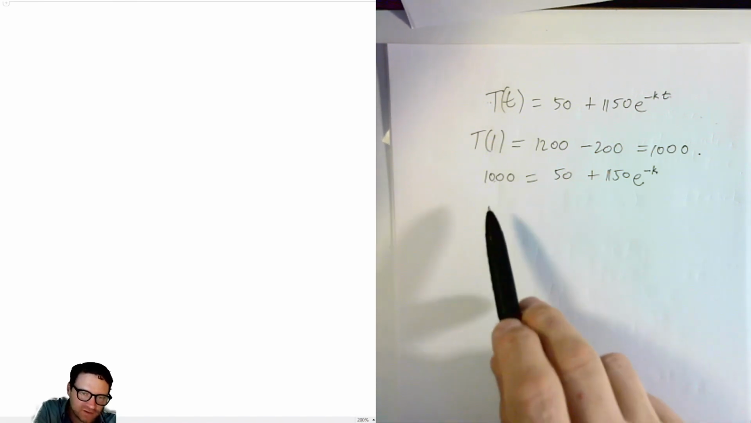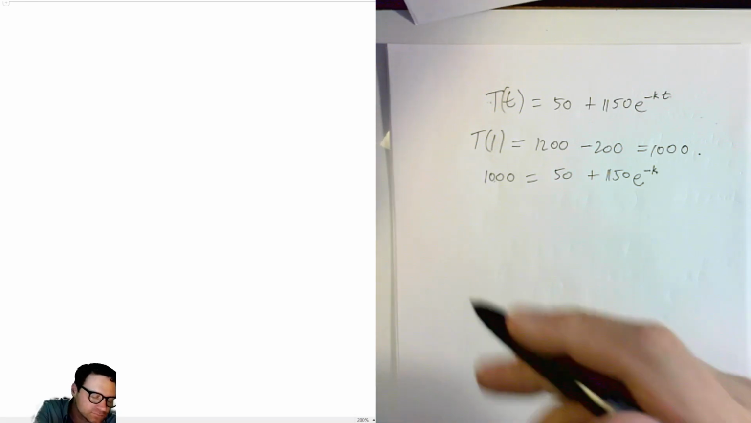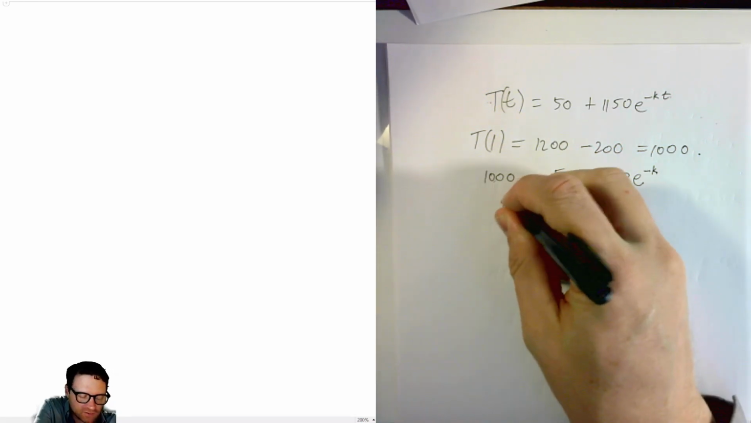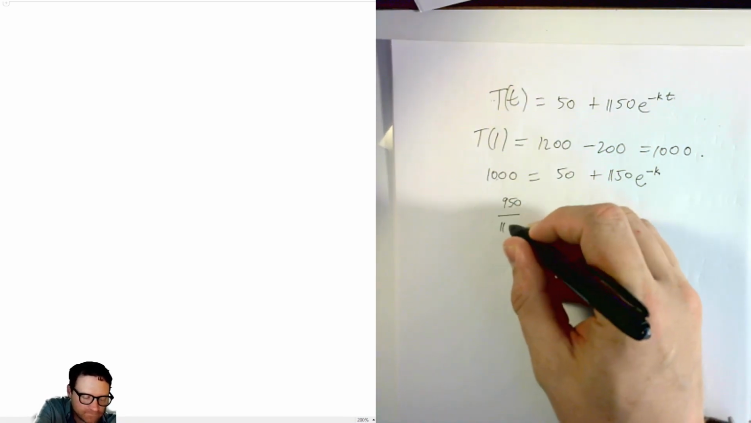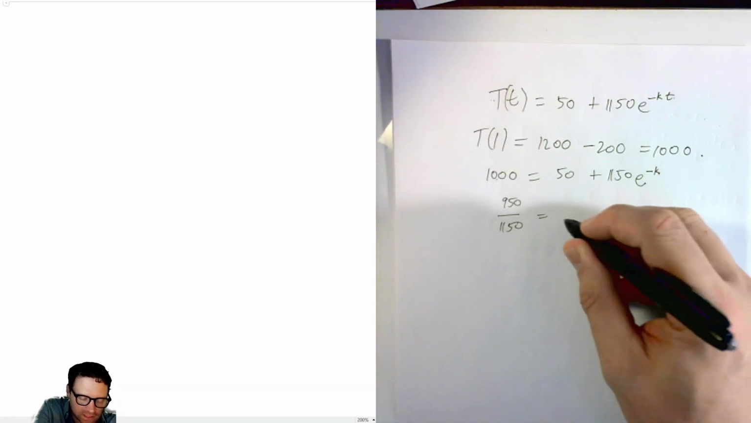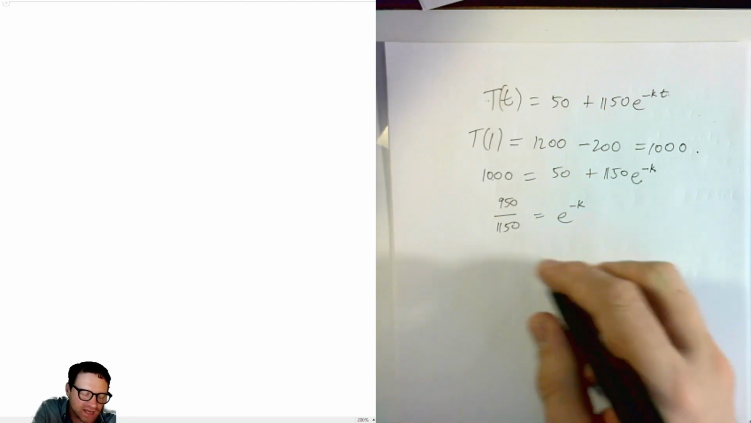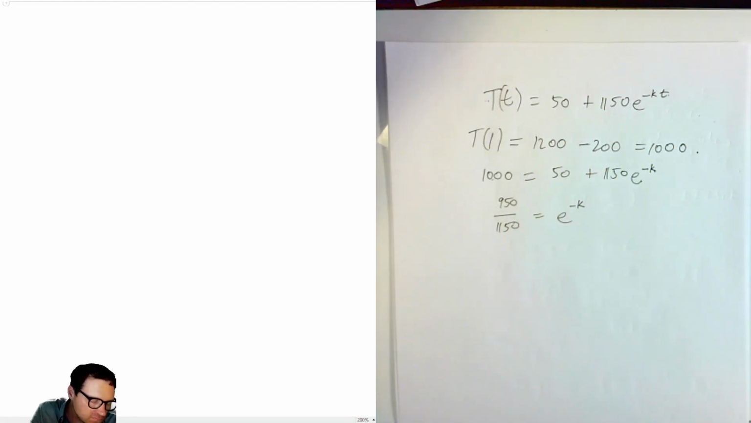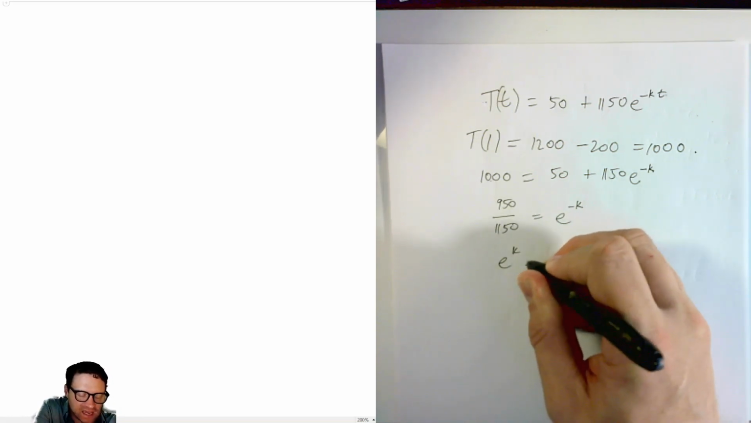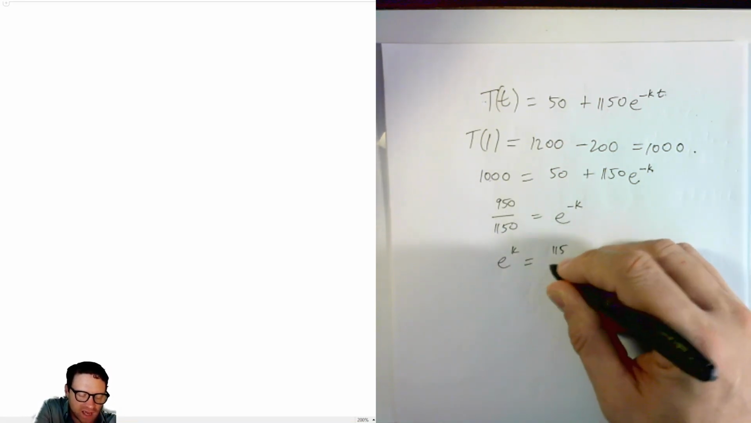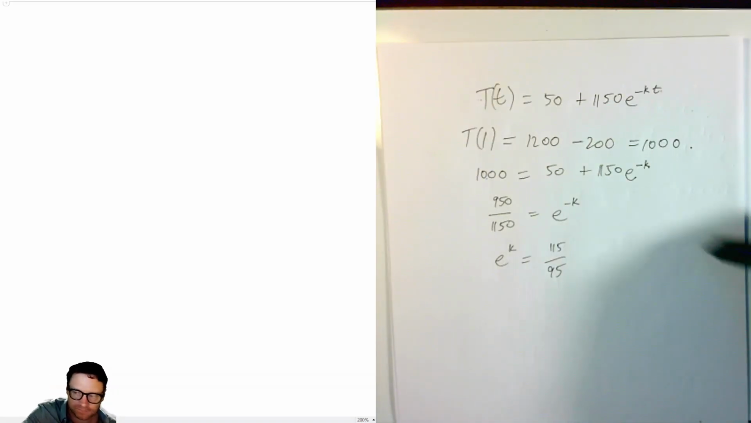All right, so taking the 50 over to the left-hand side, we get 950. So 950, and then we can divide by the 1150, and we get e to the minus k. Okay, now let's invert both sides and divide by 10 on top and bottom. So we would get e to the k is equal to 115 on 95. Now let me reduce this fraction.